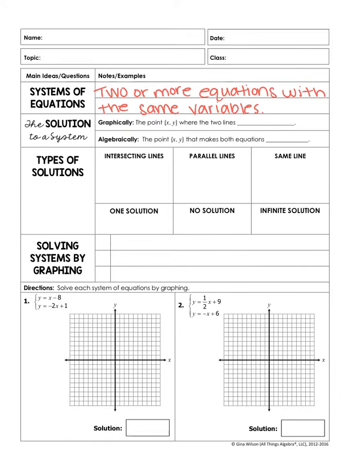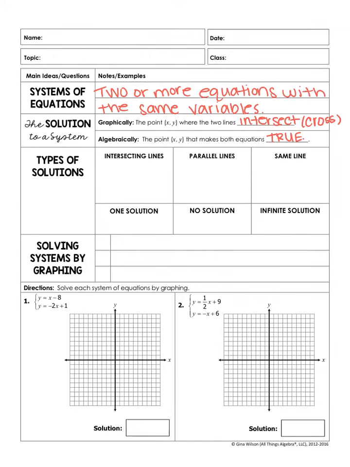All right, so the solution to a system we can find either graphically or algebraically, and you're going to learn how to do both. When you do it graphically, you're going to look for the point xy where the two lines cross each other or intersect. When we do it algebraically, we're going to look for the point xy that makes both equations true, which we'll look at later.